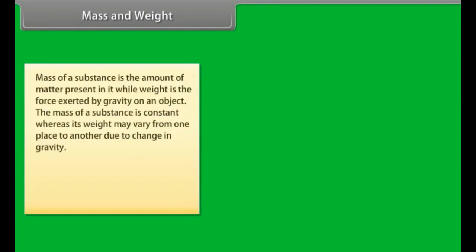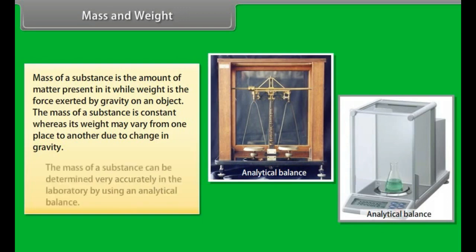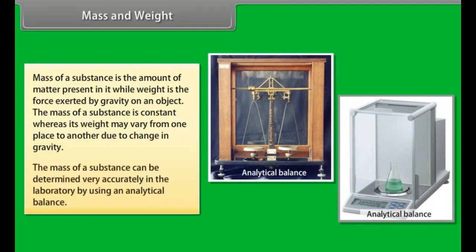Mass and weight. Mass of a substance is the amount of matter present in it, while weight is the force exerted by gravity on an object. The mass of a substance is constant, whereas its weight may vary from one place to another due to change in gravity. The mass of a substance can be determined very accurately in the laboratory by using an analytical balance.